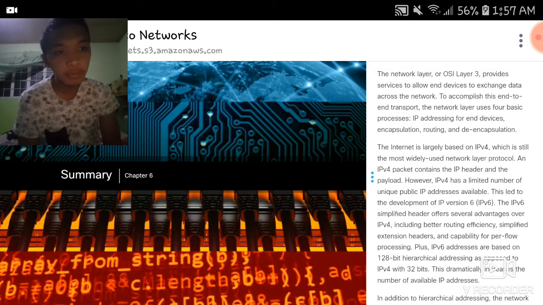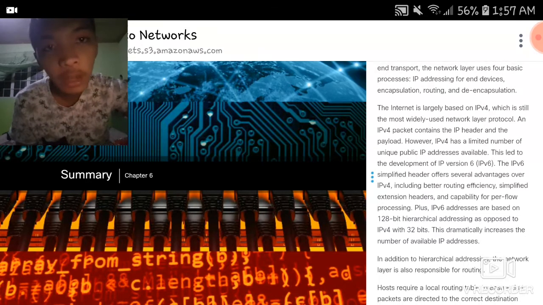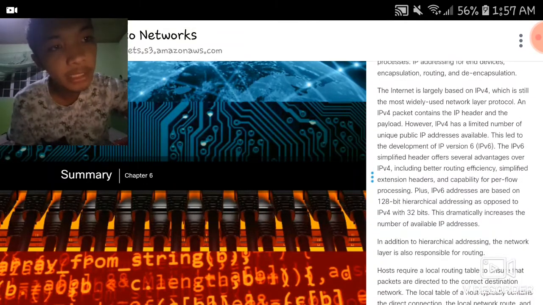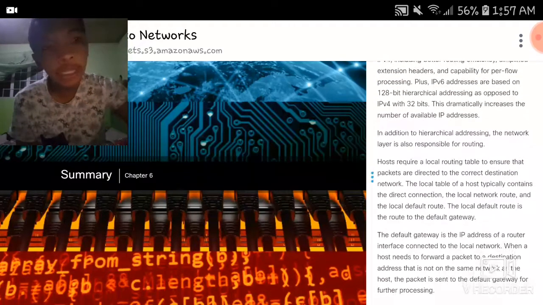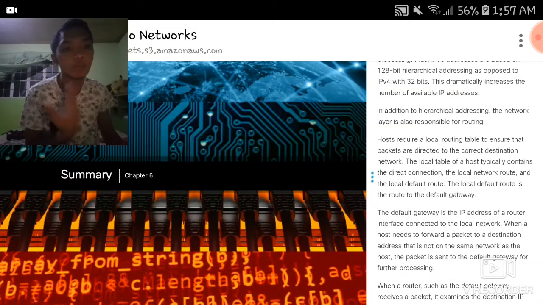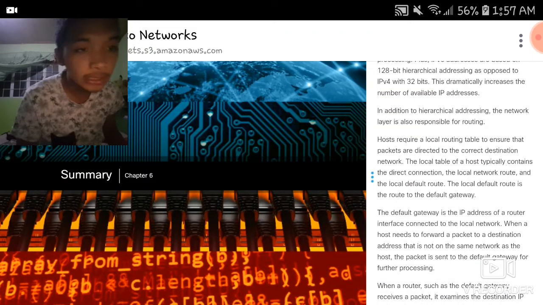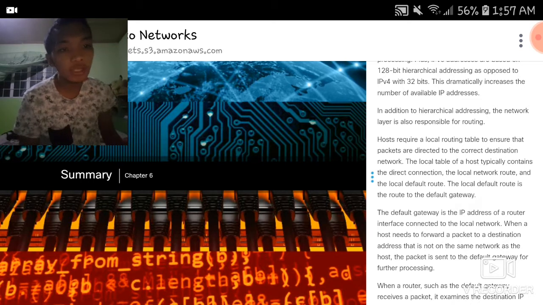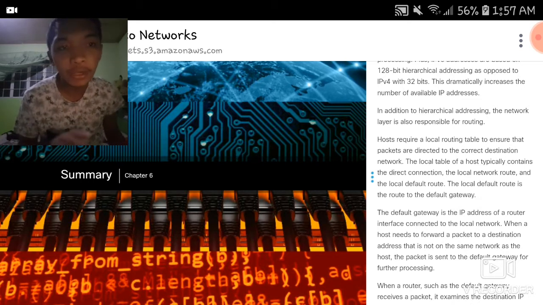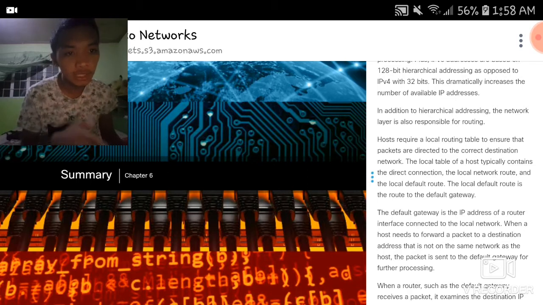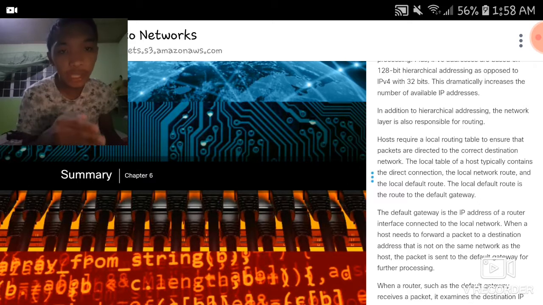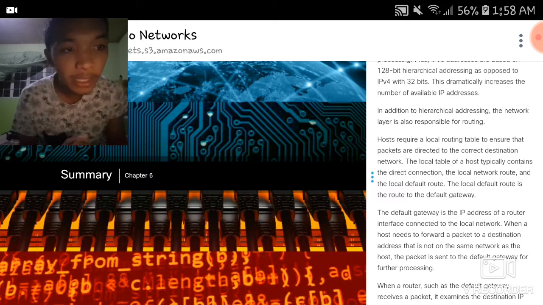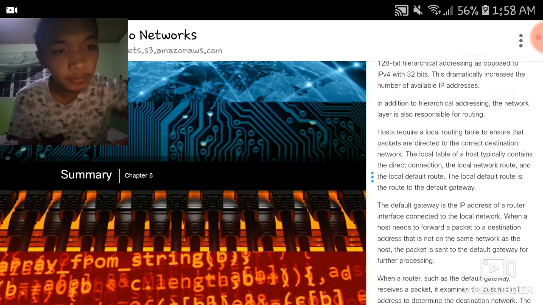An IPv4 packet contains the IP header and the payload. However, IPv4 has a limited number of unique public IP addresses available. In addition to hierarchical addressing, the network layer is also responsible for routing. A host requires a local routing table to ensure that packets are directed to the correct destination network. The local routing table of a host typically contains the direct connection. The default gateway is the IP address of a router interface connected to the local network.